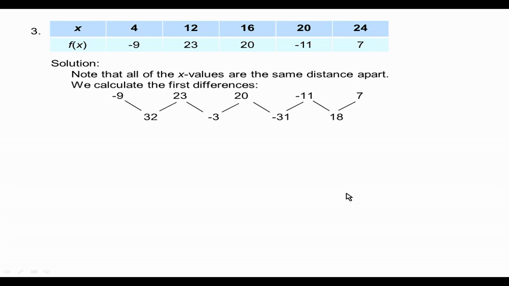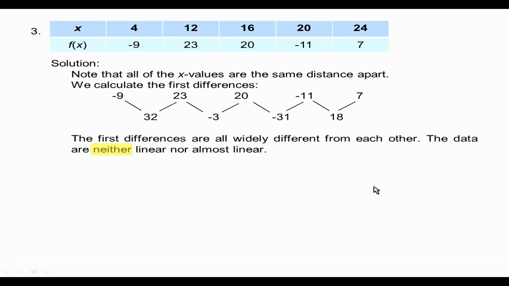Even if you try to calculate the second differences, notice they're not going to be close to 0 at all. Negative 3 minus 32 is negative 35. Negative 31 minus negative 3 is negative 28. And 18 minus negative 31 is 49. So they're just all over the place. So they're neither linear nor almost linear.